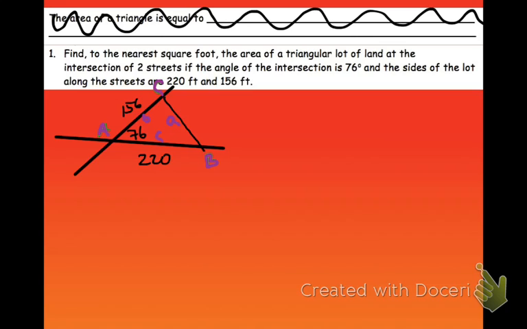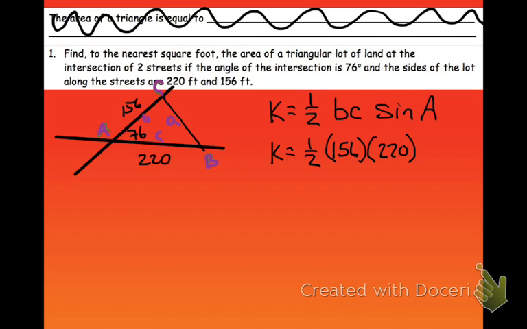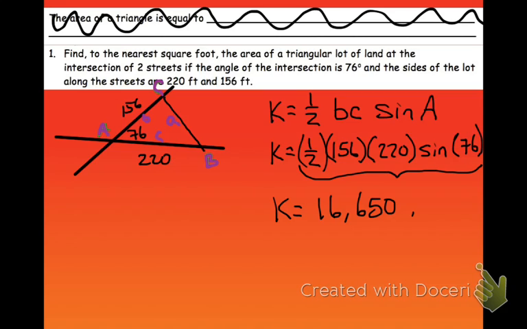So if I'm looking for the area, in this case they give me angle A, so I'm going to use K equals 1/2 BC sine A. And then I just plug in what I know. So I know K equals 1/2, B is 156, C is 220, and angle A is 76 degrees. Now, just like the law of cosines, you can take that whole thing, making sure you use parentheses, and plug it all into your calculator. So you get K equals about 16,650 feet.